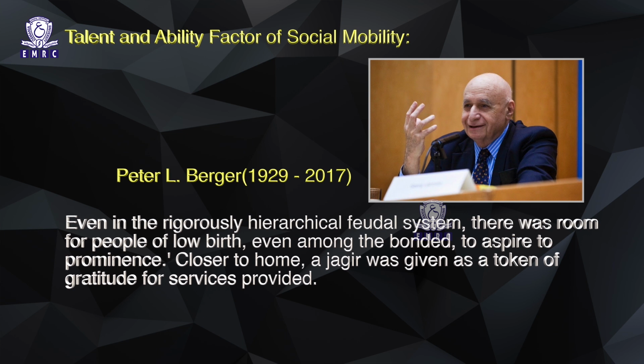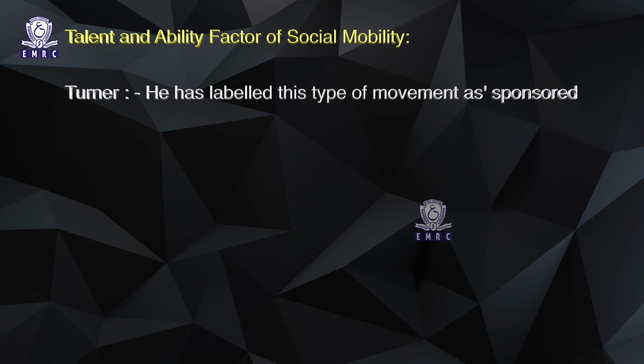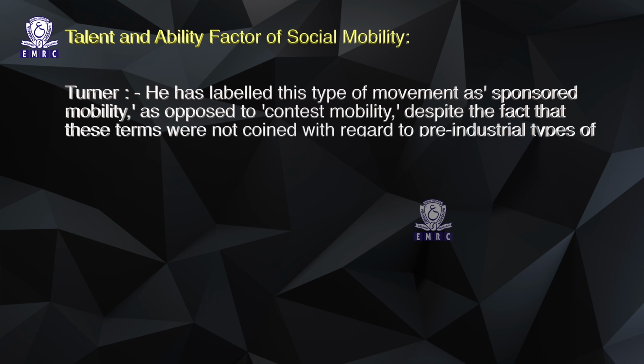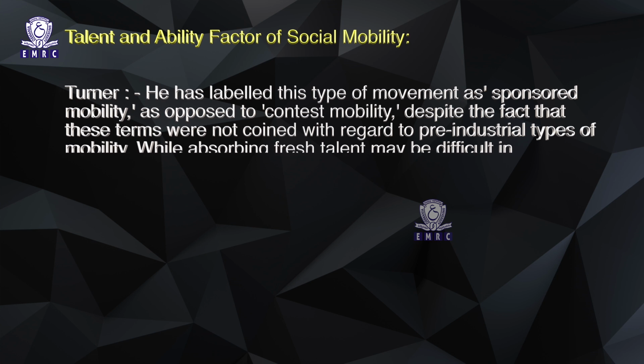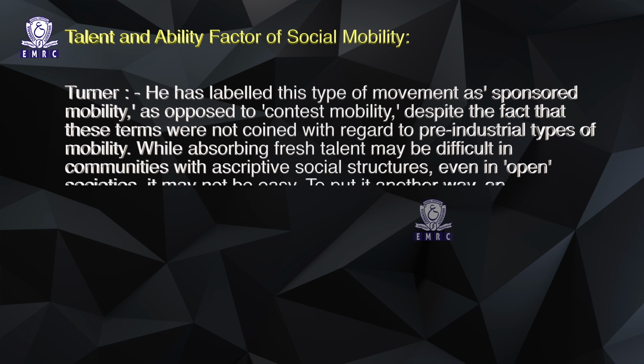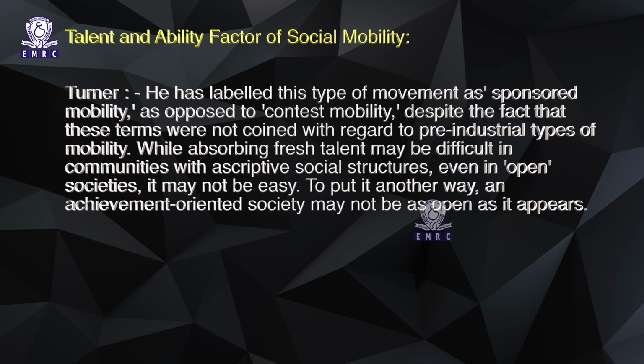Closer to home, a jagir was given as a token of gratitude for services provided. And according to Turner, who has labeled this type of movement as sponsored mobility as opposed to contest mobility, despite the fact that these terms were not coined with regard to pre-industrial types of mobility. While absorbing fresh talent may be difficult in communities with ascriptive social structure, even in open societies, it may not be easy. To put it another way, an achievement-oriented society may not be as open as it appears.